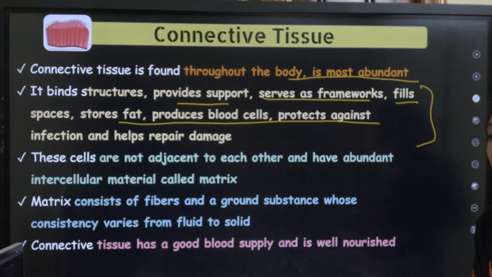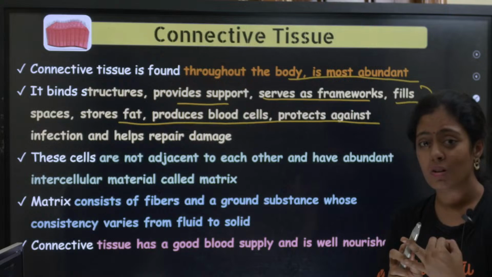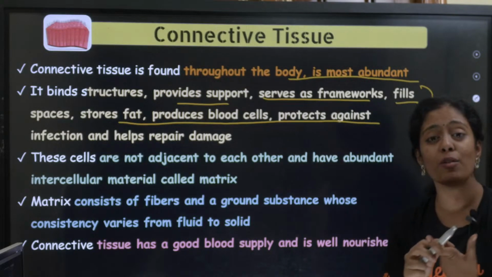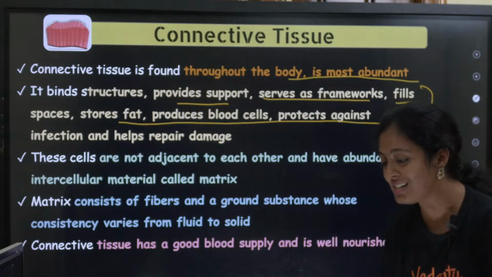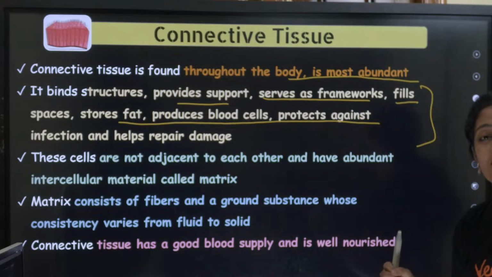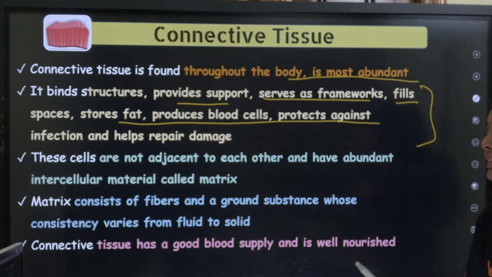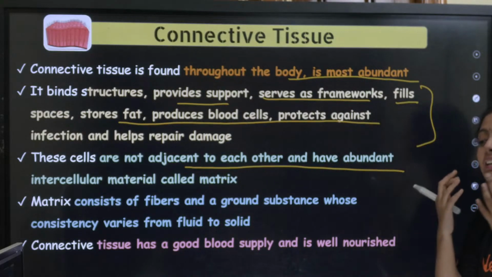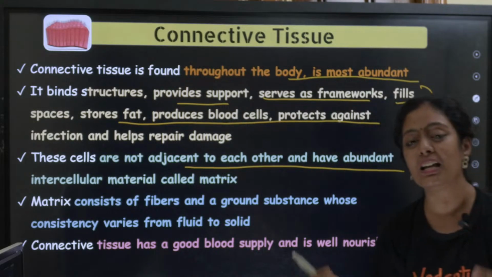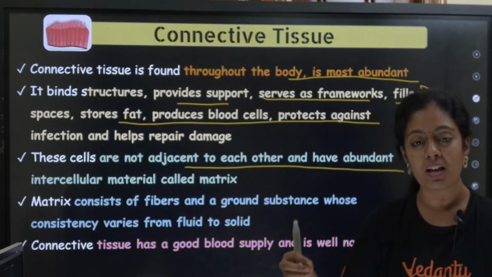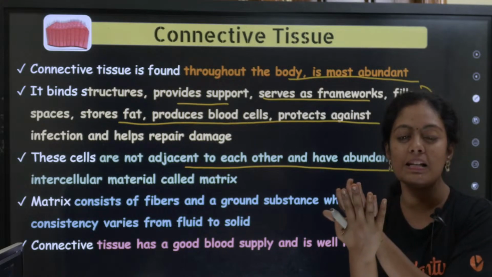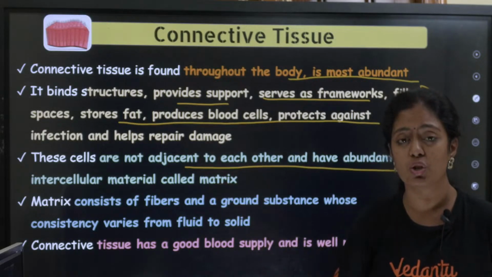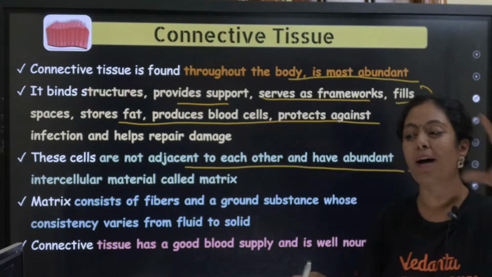There are so many functions. For support, like your bone, you have cartilage. You have adipose tissue which stores fat, and bone marrow which produces blood cells. You also have protection against infection. These cells are not adjacent to each other and have abundant intercellular material called matrix. These cells will not be very close. Epithelial cells are very close, correct? But connective tissue cells are far from each other and are all connected by a matrix.